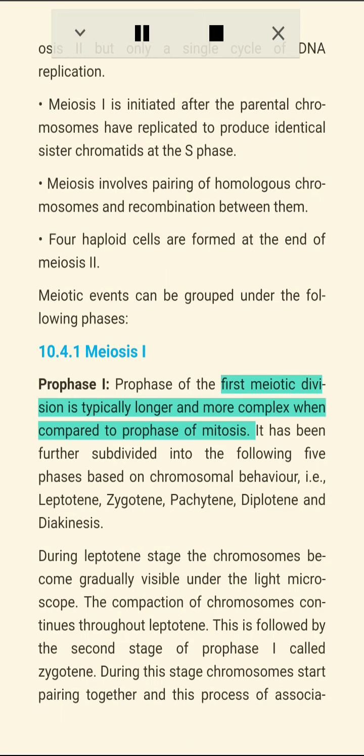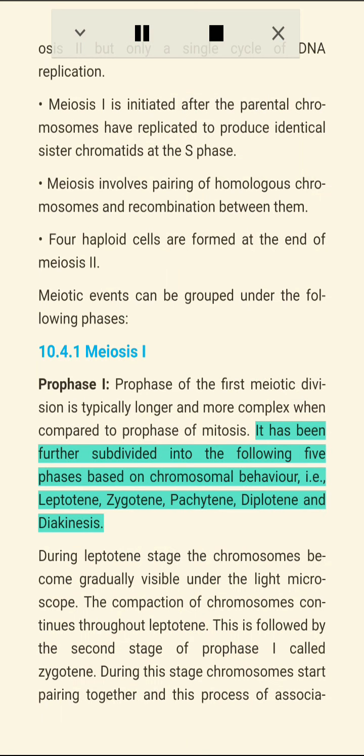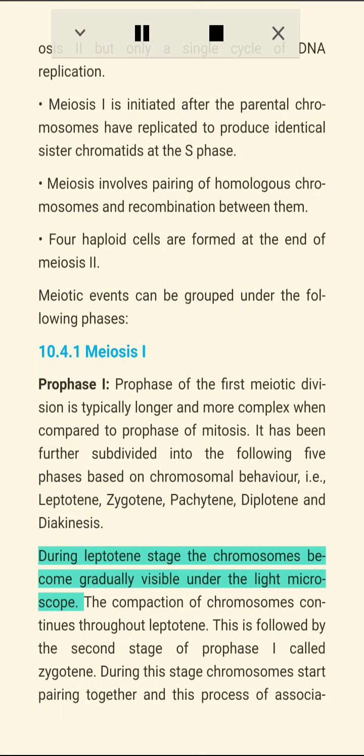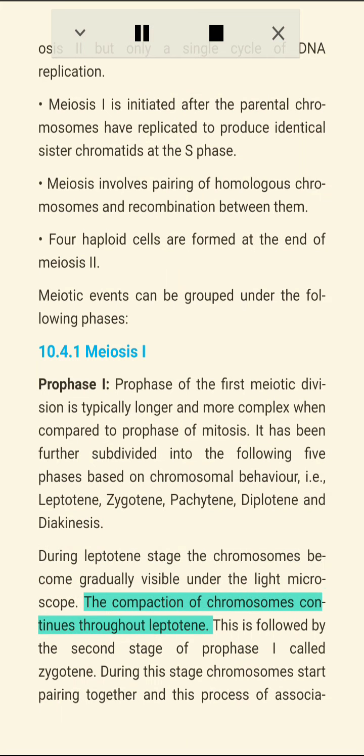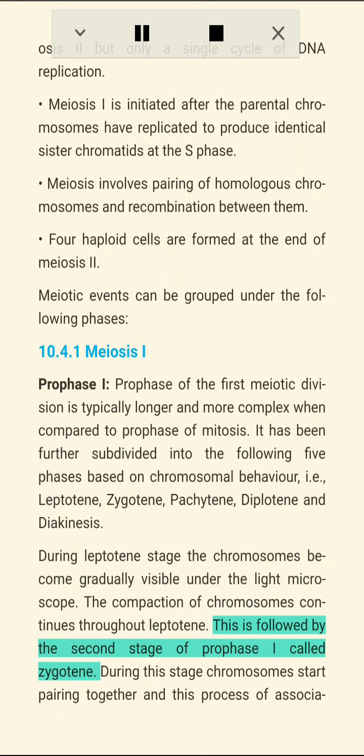Meiotic events can be grouped under the following phases. 10.4.1 Meiosis I. Prophase of the first meiotic division is typically longer and more complex when compared to prophase of mitosis. It has been further subdivided into the following 5 phases based on chromosomal behavior, i.e., leptotene, zygotene, pachytene, diplotene, and diakinesis. During leptotene stage, the chromosomes become gradually visible under the light microscope. The compaction of chromosomes continues throughout leptotene.